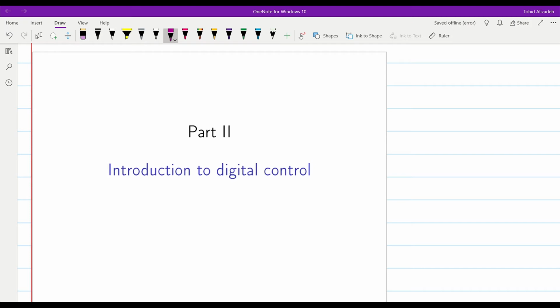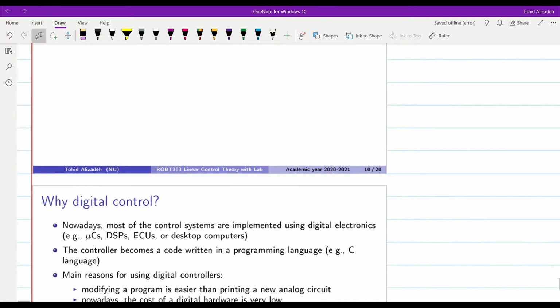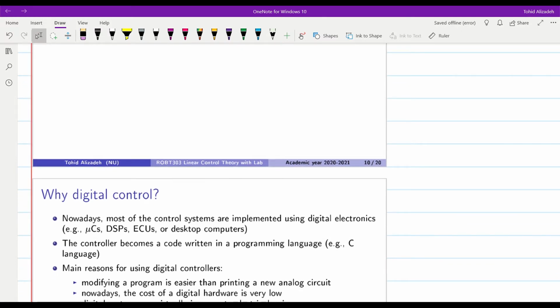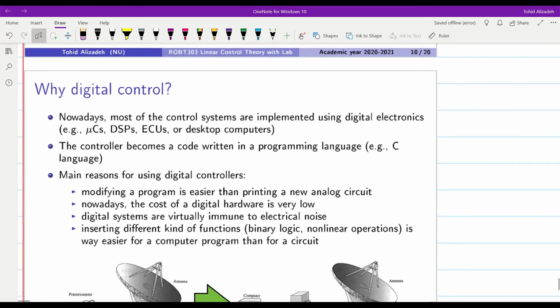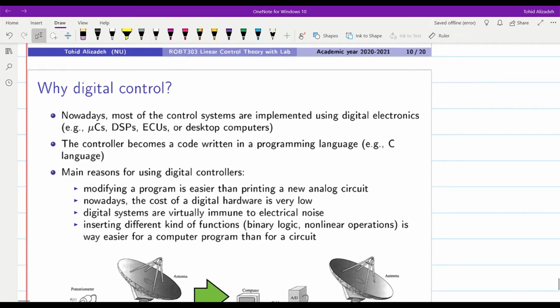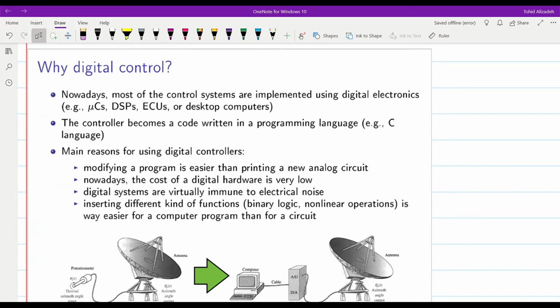Hello everyone. In this video we are going to have a brief introduction to the digital control, and hopefully you will get enough information in order to do the lab assignment. First of all, we want to see why digital control is needed and it is used.